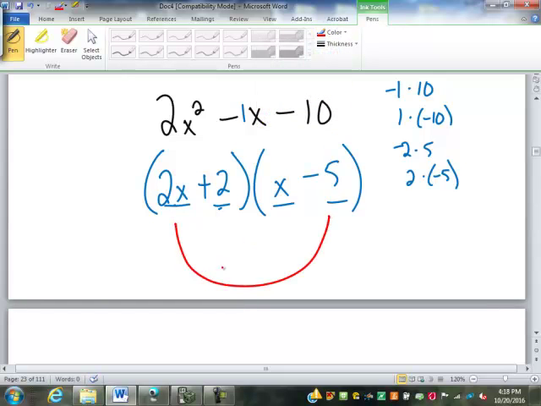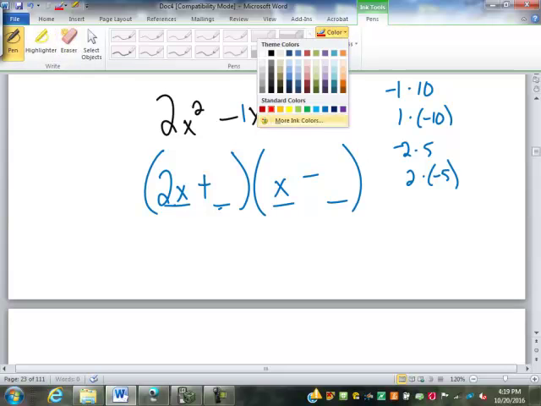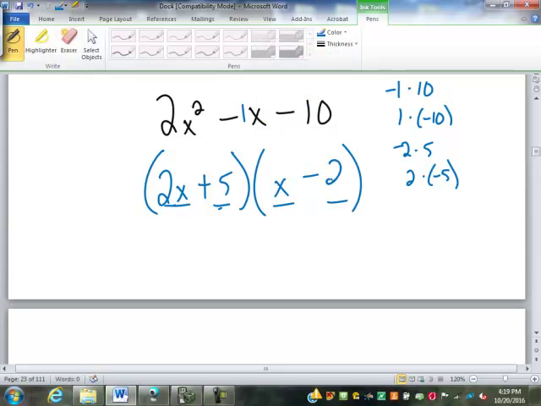2x times negative 5 is negative 10x. 2 times x is a positive 2x. Negative 10x, positive 2x is negative 8x. That's still not what we wanted. Notice it gave me the same result, it's just negative instead of positive. Does that mean we scrap the 5 and the 2? No. We got to switch their spots. Let's put the 5 over here and the 2 over here and try it.